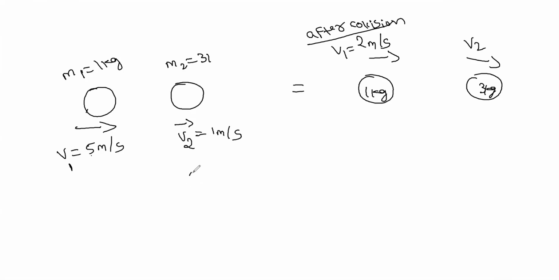0 is equal to m1 v1 plus m2 v2? Because the total momentum should be equal, right? P initial should be equal to P final. Okay. What is P initial?